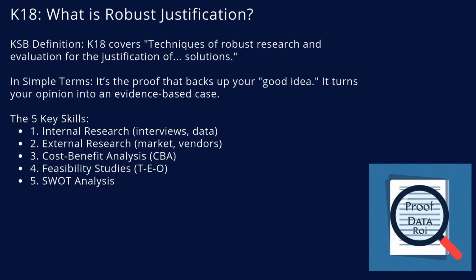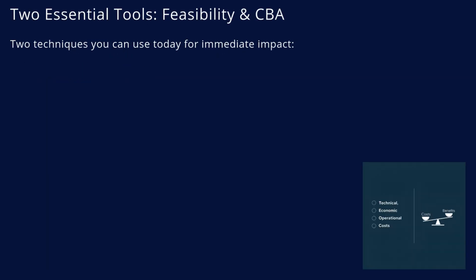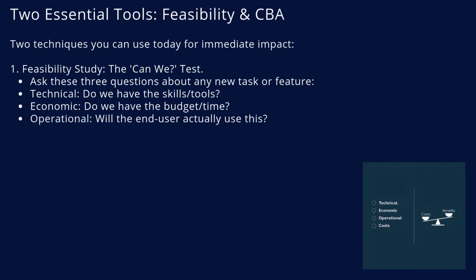It covers 5 key skills: researching inside your company, internal research, and outside, external research, then evaluating your options with a cost-benefit analysis, CBA, feasibility studies, and a SWOT analysis. Mastering this skill and showing it in your portfolio is how you prove to assessors that you are a commercially aware professional who can be trusted to make good decisions. Let's focus on 2 of the most powerful and easy-to-apply techniques that will give you immediate results and great portfolio evidence. First, the feasibility study.